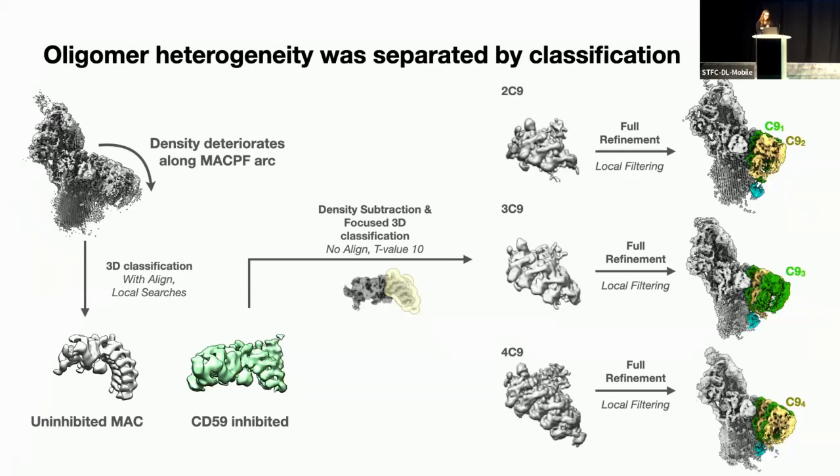So we did this using density subtraction and focused 3D classification, but what was really important to us was choosing which proteins, which subunits, were in that density subtraction so that we could separate the different stoichiometries. And then we were able to do full refinements on each of these complexes to give us the different stoichiometries of the complex. Now, I'll mention here that we don't actually see a 1C9 structure in any of our data sets, and that becomes important for the mechanism, which I'll show in a few slides' time.